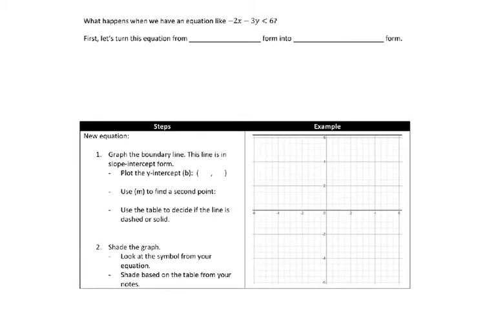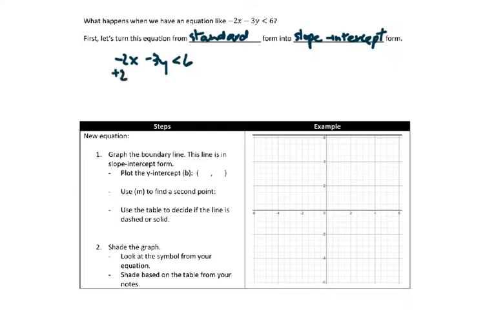Let's take another one. Oh, looks like we have this one that's in the wrong form. So our very first step is to go from standard form into slope intercept form. So I've got negative 2x minus 3y is less than 6. I need to add the 2x. I always put that first.